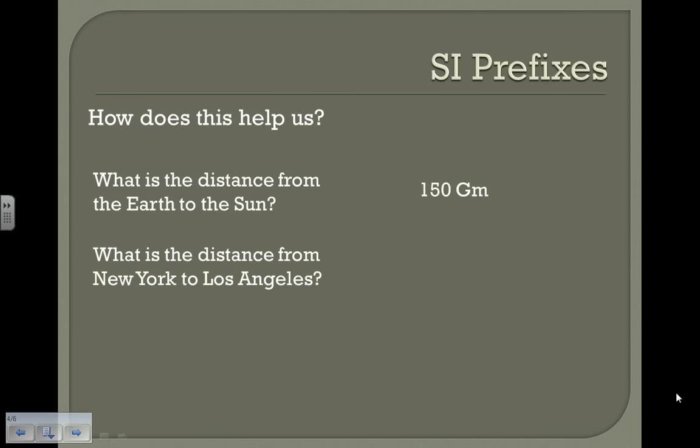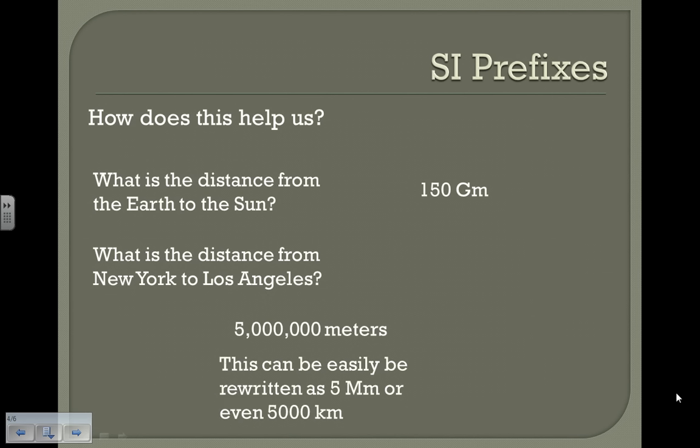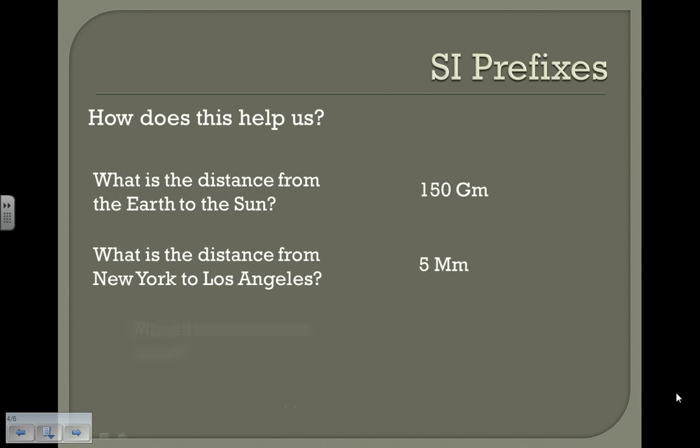The distance from New York to Los Angeles is about 5 million meters. 5 million meters can definitely be rewritten as 5,000 kilometers, or even 5 megameters. I think we understand what 5 is, and we understand what 5,000 is. So it becomes a little bit easier for us to comprehend in our head.